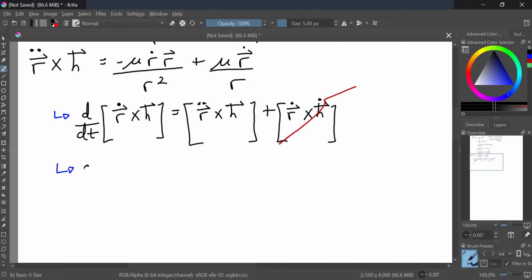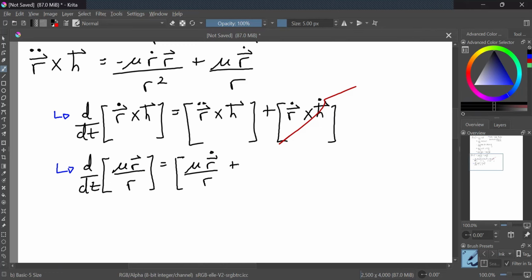So maybe we can do the same thing to our right-hand side. And sure enough, we do mu r vector over r. I'll start by taking the mu outside. No, I won't, because it'll look neater if I don't. So mu derivative of the first, that is going to be our dot vector over r. And then we add in mu r, and then the derivative of the denominator, which is going to be minus 1 times r dot over r squared.